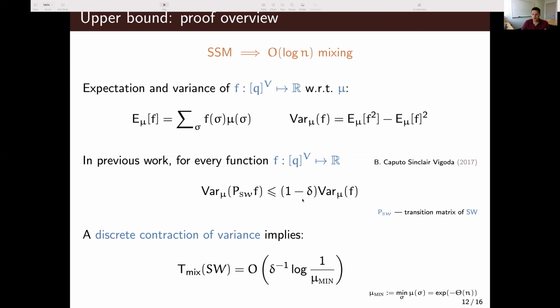If we can show this type of contraction, then this implies that the mixing time of the Swendsen-Wang dynamics is, if delta is some constant, which is what we managed to show, order of log of 1 over pi min, where pi min is the minimum probability of any configuration. That's essentially inverse exponential in the number of vertices. When you take the log of that, this gives you O of n. So this type of inequality is equivalent to the Poincaré inequality and gives you this mixing time bound.